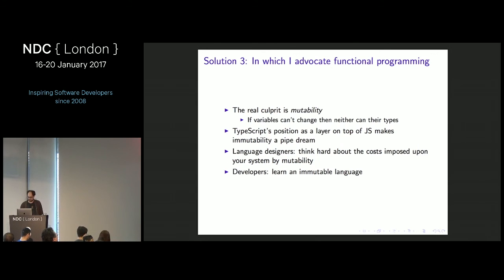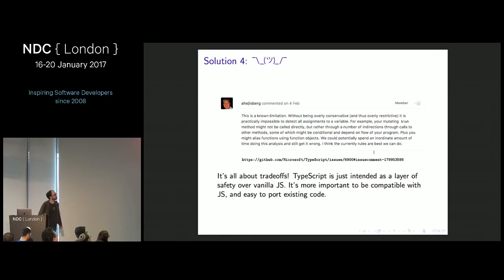Okay, fourth attempt at a solution. This is a comment from Anders Hejlsberg in the TypeScript GitHub repo on an issue more or less reporting this exact problem. And he says, down at the bottom, we could spend an inordinate amount of time doing this analysis and still get it wrong. This is a lesson about software engineering in general. It's all about trade-offs. He's saying that the complexity of the system that we could envision ourselves building to correct this small problem is staggering, and it's not even that big of a problem.